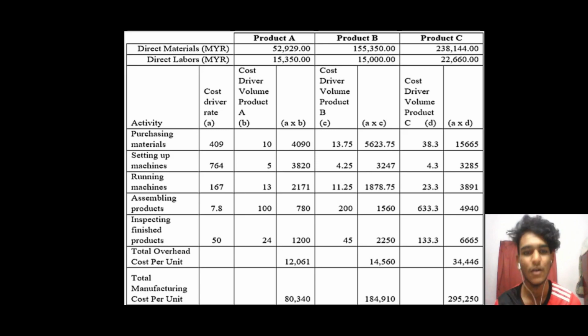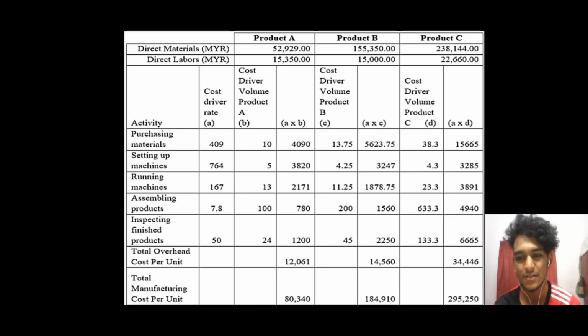Add all of these five activities: 4090, 3820, 2171, 780, and 1200, and you'll get the total overhead cost per unit. For the total manufacturing cost per unit, you use the direct material of product A and the direct labor of product A. Add both of these together with the total overhead cost per unit, and you get 80,340.